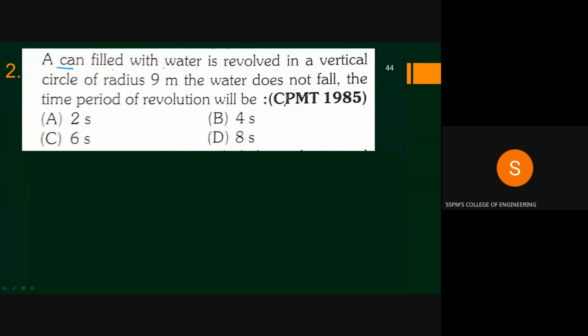A can filled with water is revolved in a vertical circle of radius 9 meter. The water does not fall. The time period of the revolution will be. Okay, so the condition given is, there is a bucket and it is filled with the water like this. Okay, and it is revolved in a vertical circle.